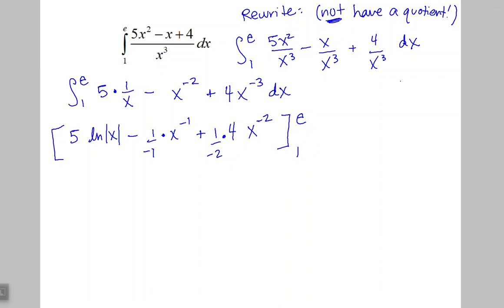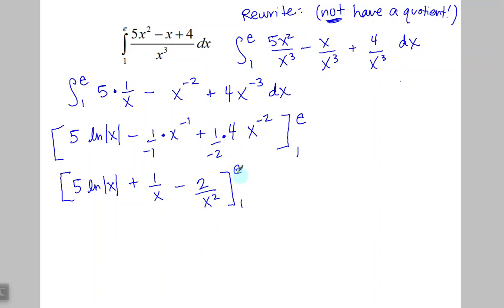Before we plug in values, though, this can be cleaned up a lot, and it is much easier to clean it up before we plug in values. So let's proceed with cleaning it up. 5 natural log of absolute value of x. That makes plus, I'd prefer to write it without negative exponents when I have to plug in values, so 1 over x, plus a negative, minus 4 divided by 2 is 2, and x to the negative 2 means it's over x squared, from 1 to e.